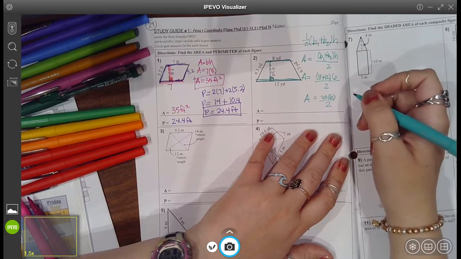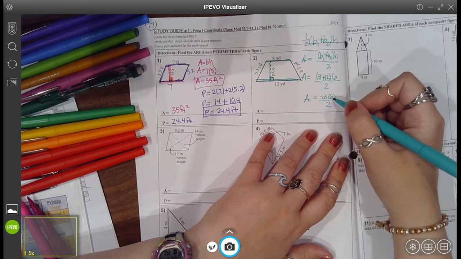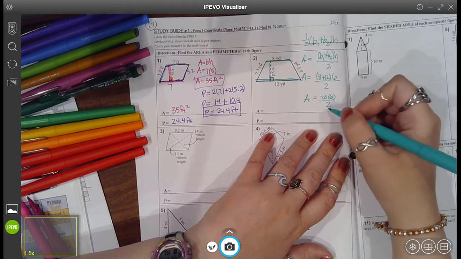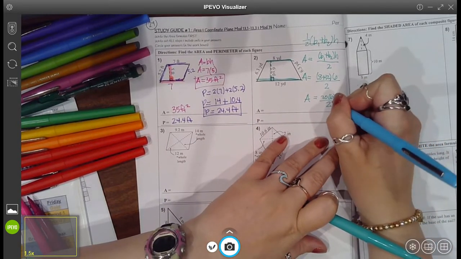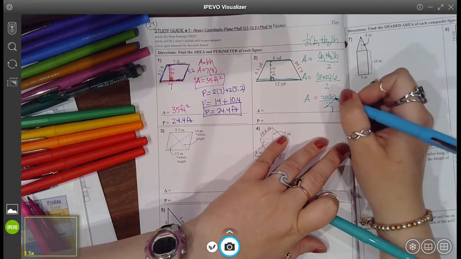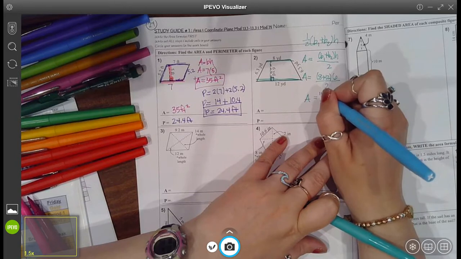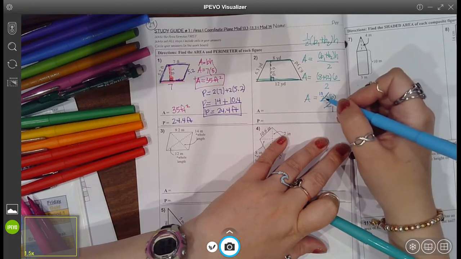Now you can just type it into your calculator. You can go 20 times 6 equals and then divided by 2, or you could even reduce it if you want. I could reduce this into the 6 or the 20. Pick one. I'm going to pick the 20. And so now 20 divided by 2 is 10.